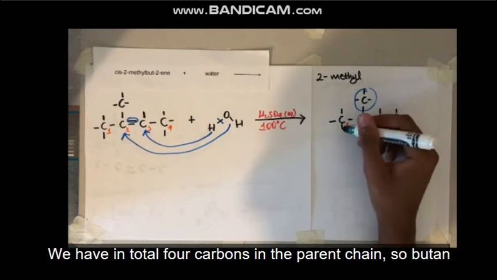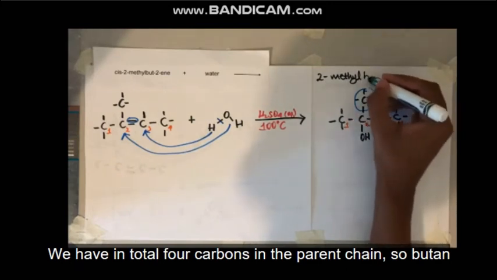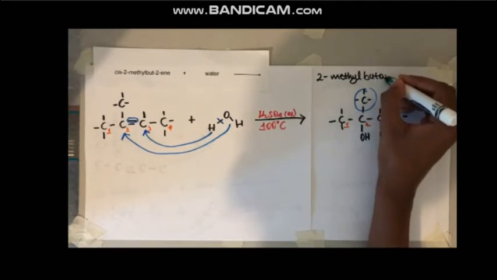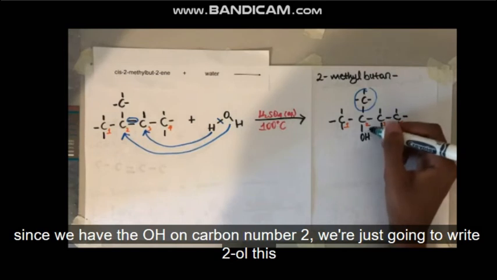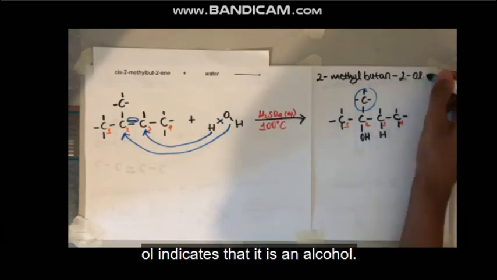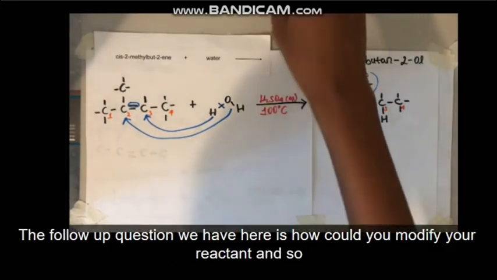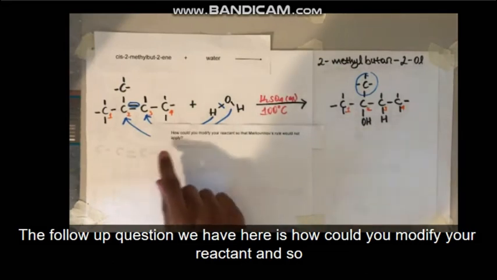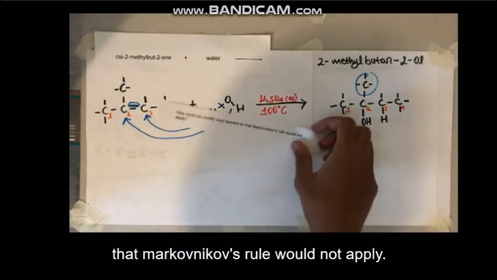On carbon, we have in total 4 carbons in the parent chain, so butane, and since we have the OH on carbon number 2, we're just going to write 2-ol. This "ol" indicates that it is an alcohol. Follow-up question we have here is, how could you modify your reactant so that Markovnikov's rule would not apply?